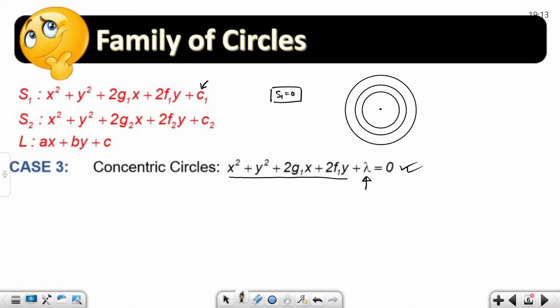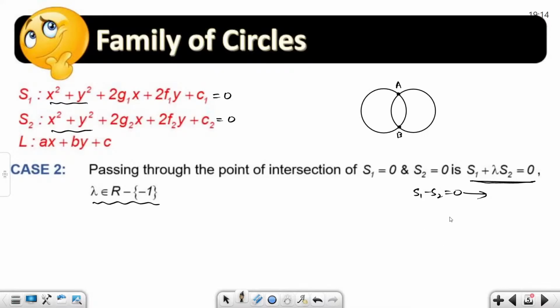One is when there is a point of intersection between a circle and a line. Then the equation of the family of circles is what? S plus lambda L equals to 0. When there are two circles intersecting each other, then what we got? S1 plus lambda S2 equals to 0. Lambda can take any value except -1. We have already discussed this one.